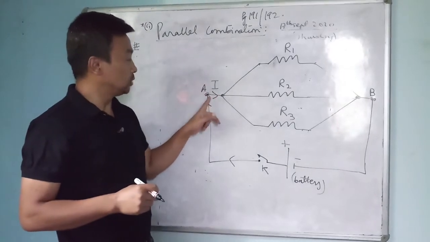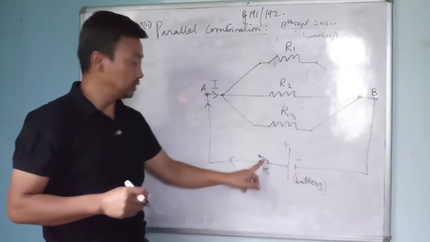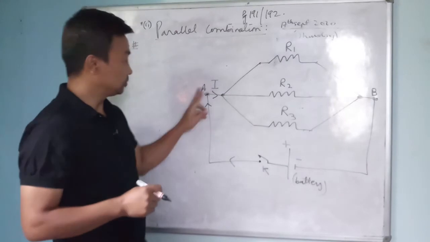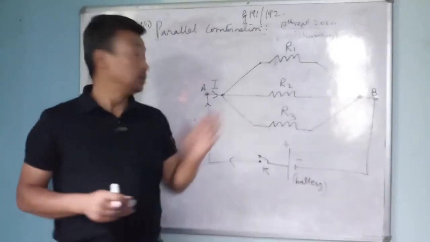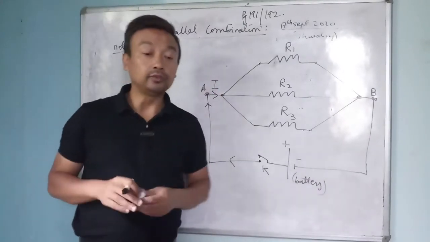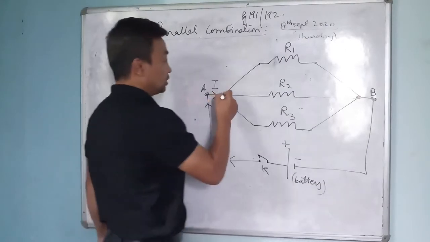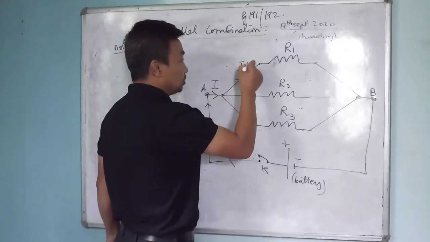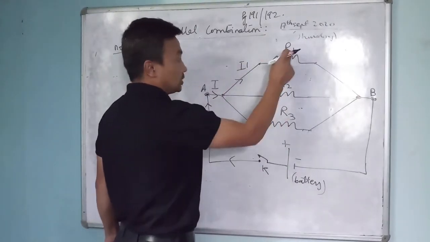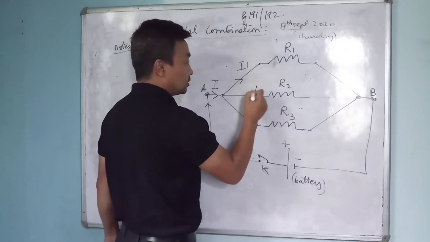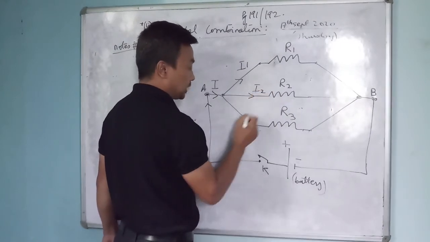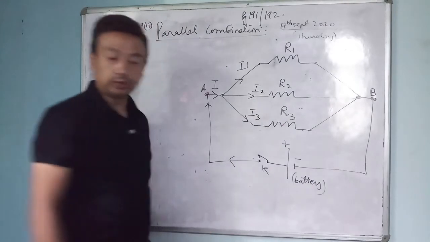When the current reaches the point A, now see very, very carefully what happens. When the current which is coming from the battery after the circuit is closed reaches the point A, then it will divide into different segments. So see, the current will split up. It will go I1 because I have taken the R1. The same will go there I2, and it will go there I3.